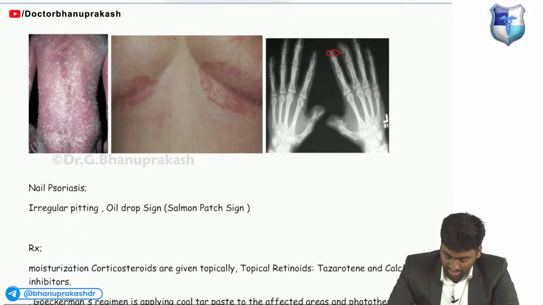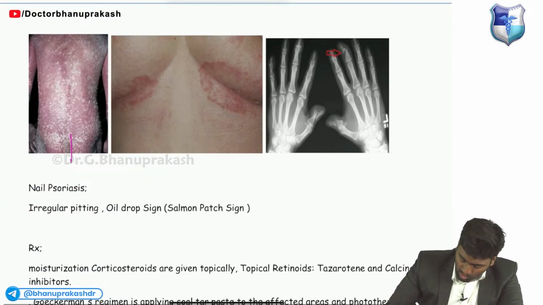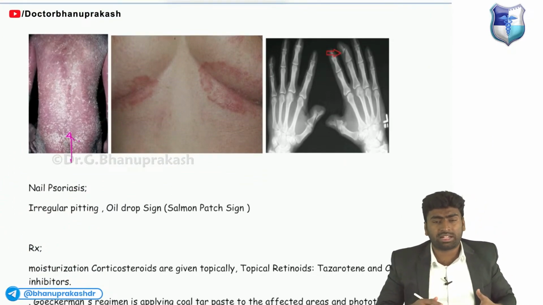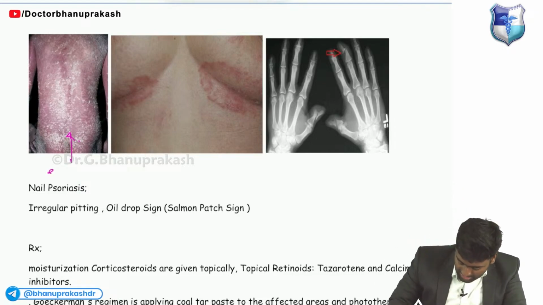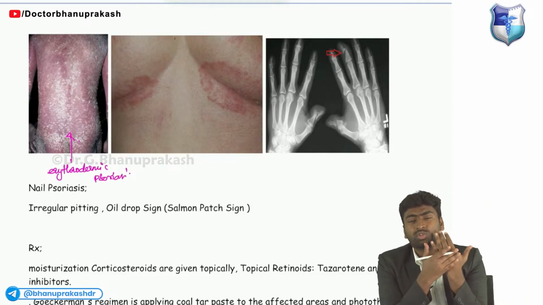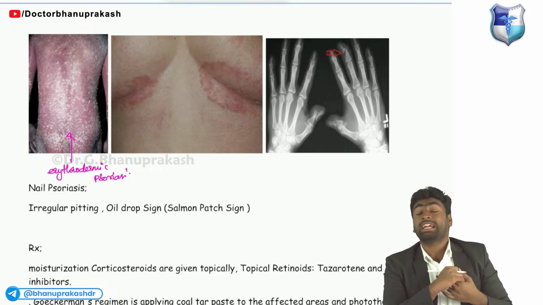Good. Fine. Next, if you are able to see, there is the whole body along with the scales, there is a formation of red. It is red, erythematous. So it is known as what? Erythrodermic psoriasis. Okay, erythrodermic psoriasis.